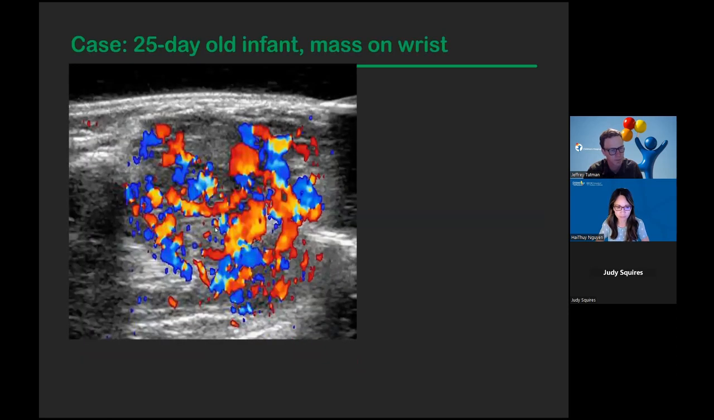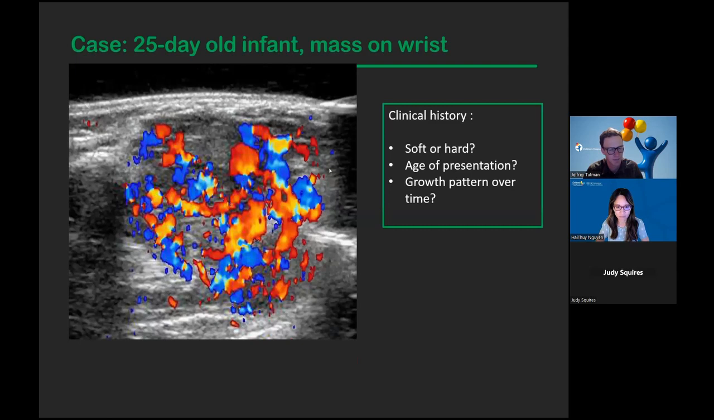All right, so here is a case. It's a 25-day-old infant who has a mass on the wrist. That's what you're told by the ultrasound tech. So the question is, what do you want to know? Do you want to know if it's soft or hard? When did it present, and what's its growth pattern? Well, this particular child, it was hard. It presented at birth and had doubled in size in 2 months, or 1 month. So that was an infantile fibrosarcoma.